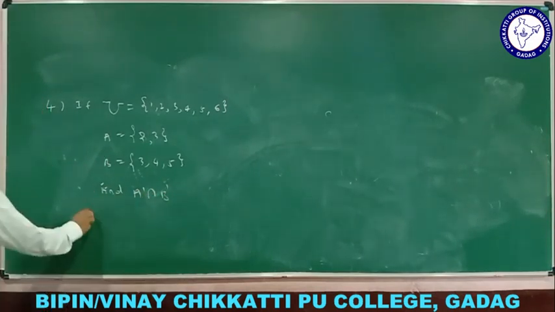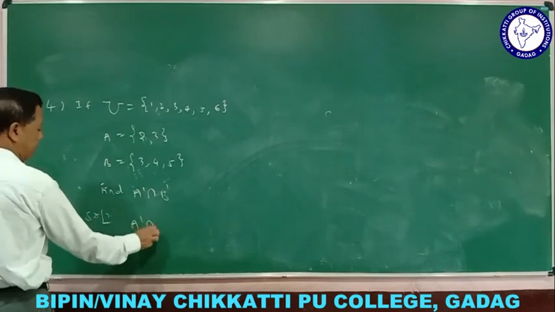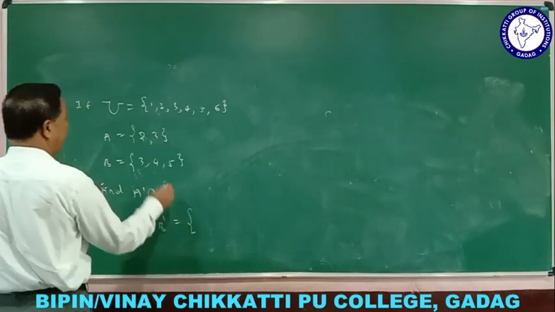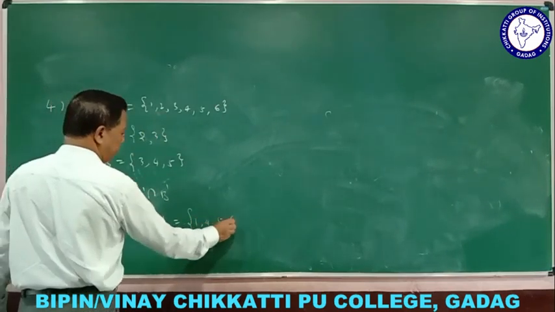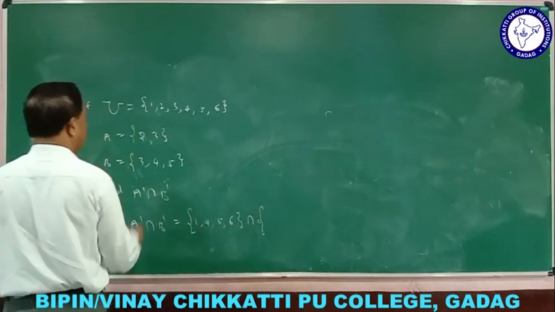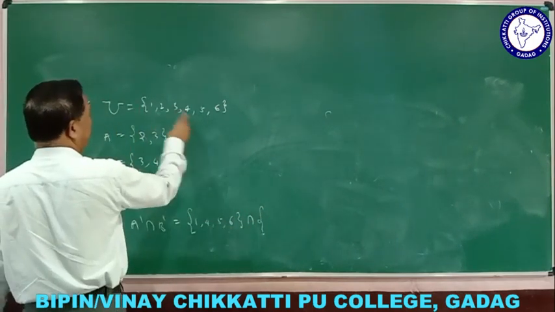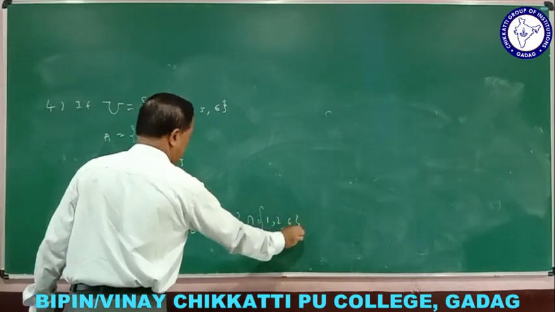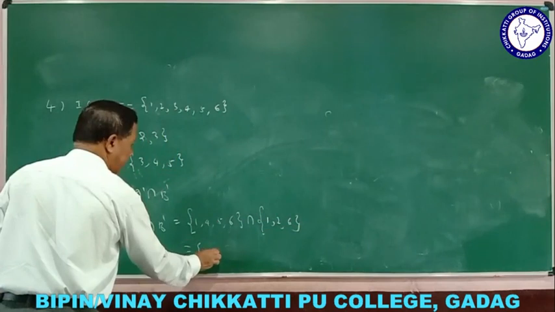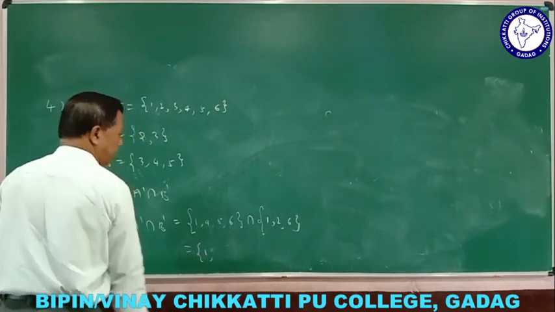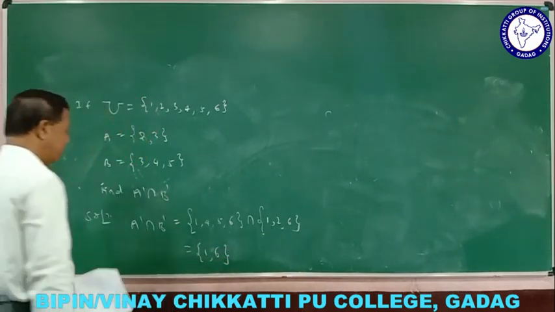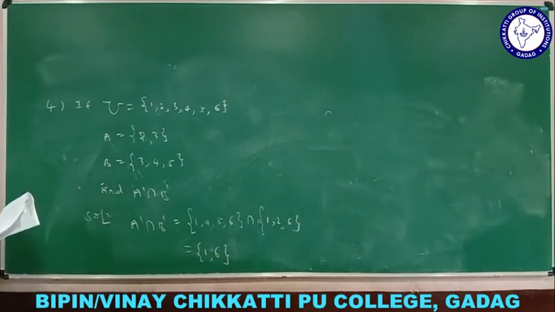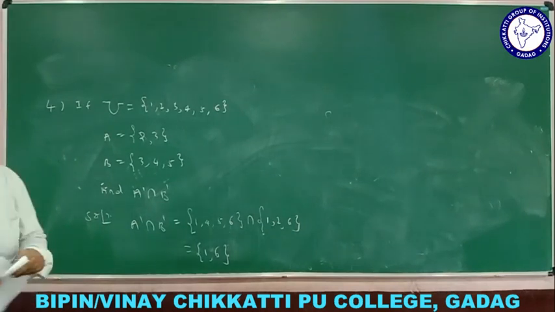So very simple, I write A dash intersection B dash equal to. What is A dash? Excluding 2, 3: 1, 4, 5, 6. Intersection. B dash means excluding 3, 4, 5, which means 1, 2, 6. So intersection means only common. 1 is there, 4 is not there, 5 is not there, and 6 is there. Is there any other element here other than 1 and 6? A dash intersection B dash is equal to 1, 6. So this is problem number 4.